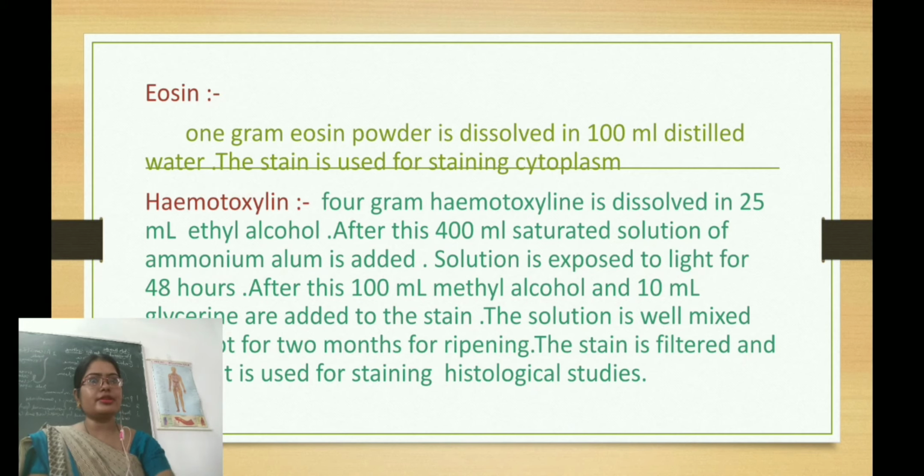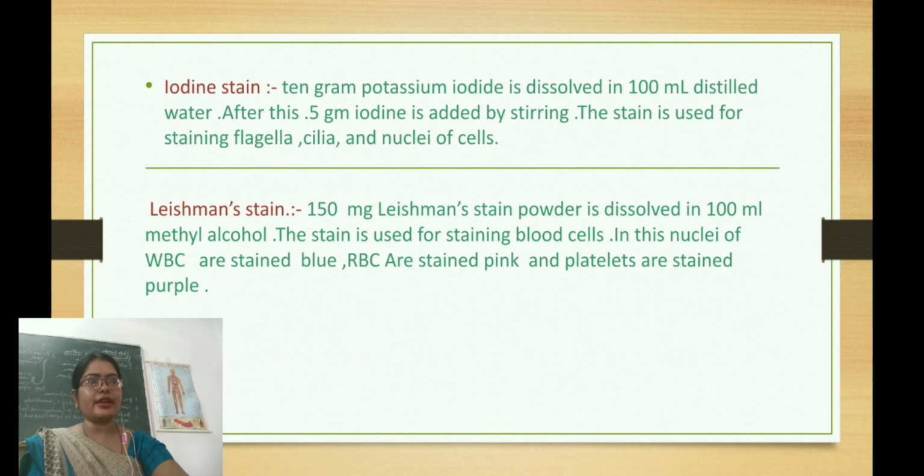The next one is iodine stain. It is used for staining flagella, cilia and nuclei of the cells. 10 gram of potassium iodide is dissolved in 100 ml distilled water. After this, 5 gram iodine is added by stirring it. Now the stain is ready to be used.